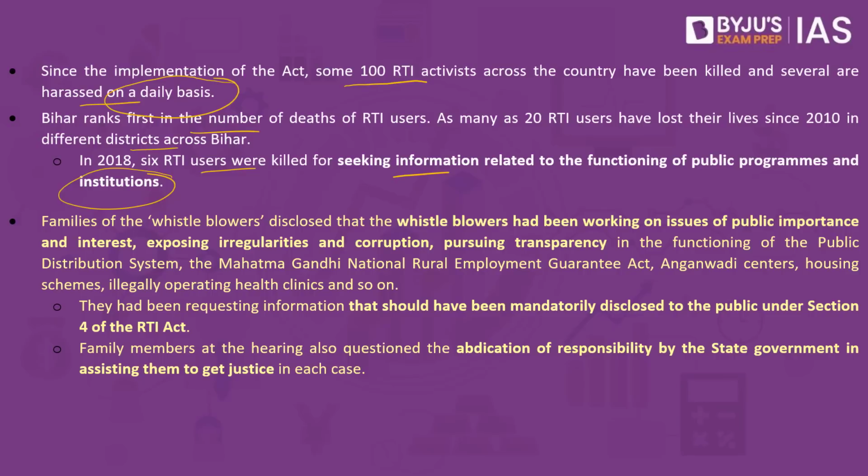What are these concerns? Recently, there was an event in Bihar where families of the whistleblowers disclosed that they had been working on issues of public importance and interest, exposing irregularities and corruption, and pursuing transparency in the functioning of the public distribution system, the Mahatma Gandhi National Rural Employment Guarantee Act, Anganwadi centers, housing schemes, illegally operating health clinics, and so on. They had been requesting information that should have been mandatorily disclosed to the public under Section 4 of the RTI Act. Family members at the hearing also questioned the abdication of responsibility by the state government in assisting them to get justice in each case.